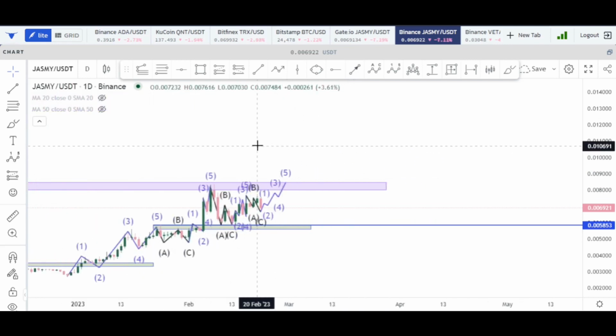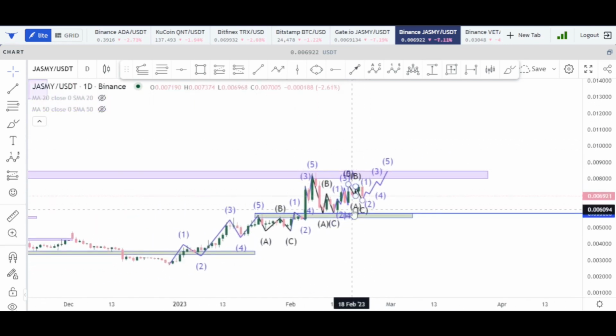We are still monitoring our Elliott wave counts right here. We are still expecting some push to the upside, breaking above $0.0084 and up to $0.0084 per Jasmy. So these are our major price targets that we're looking for in the immediate short term.